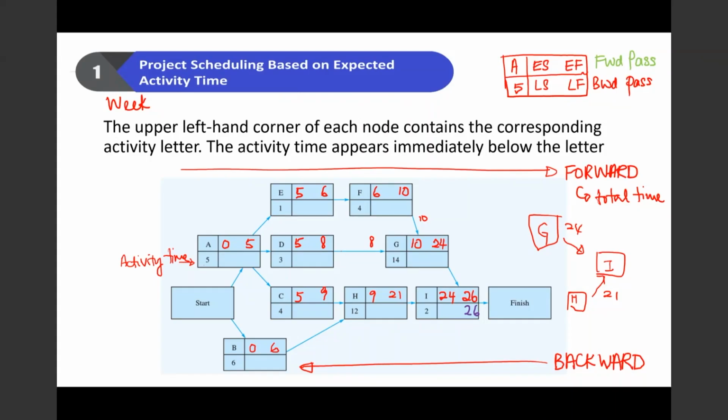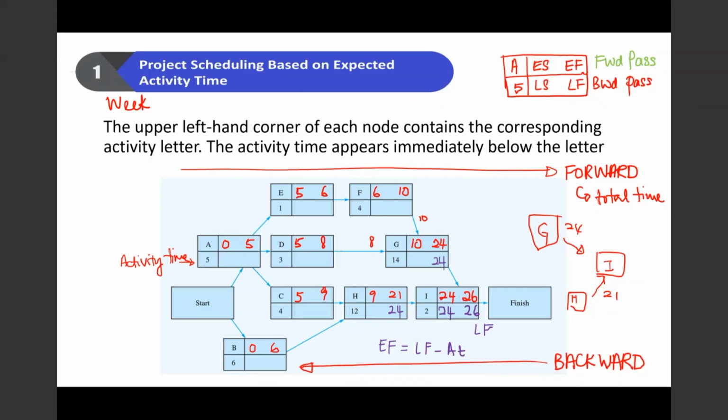Now in the backward pass, we will have our late finish. This is our late finish. And now we want to find the time for our late start, which is our late finish minus our activity time. The activity takes 2 weeks, so this is 26 minus 2, so this is 24. So in the backward pass, you will then write the late finish of all the precedent activities.